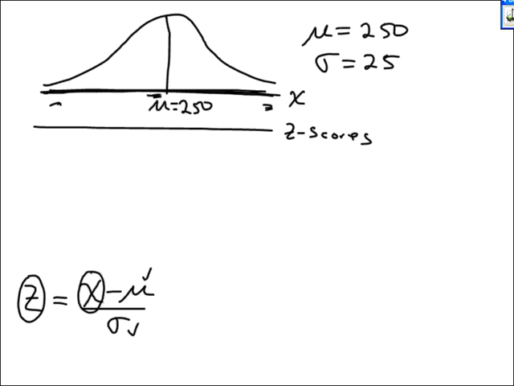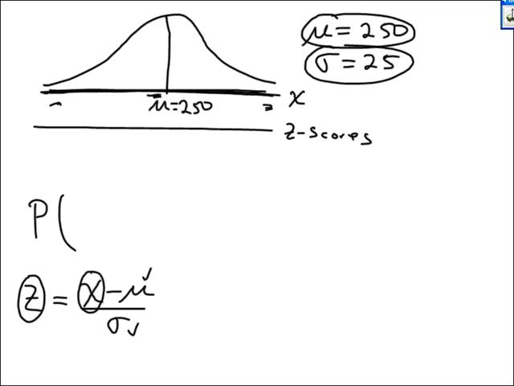Now, the problem is stated as follows. The bowling scores of a particular league are normally distributed with a mean of 250 and a standard deviation of 25. Find the probability that if you pick one player to play a game, their score, which is an X value, is less than 275.